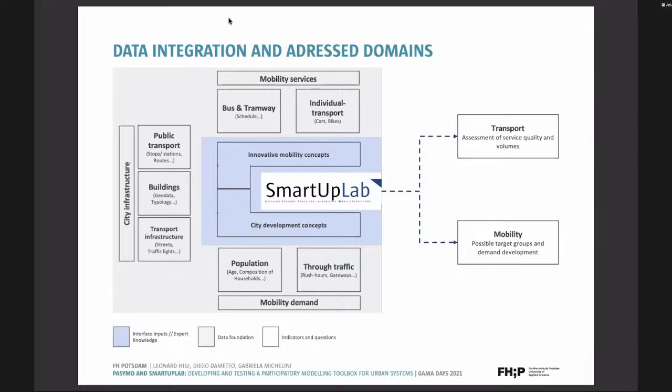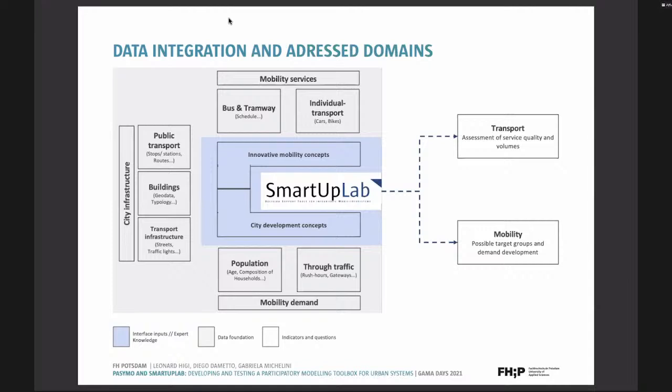So building on these data sources, we defined a model addressing mobility issues in the region that is composed of three main pillars. On the one side, on the left, we depicted the city infrastructure, especially the public transport facilities, the buildings in the area, and the other transport-related infrastructure, such as the topology of the streets and traffic lights and so on.